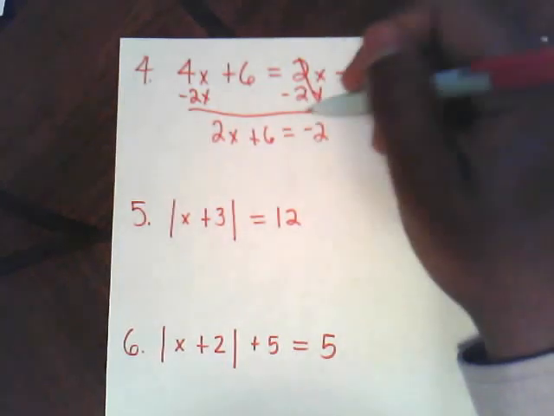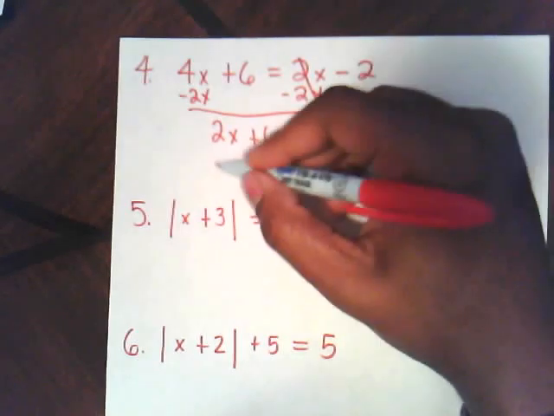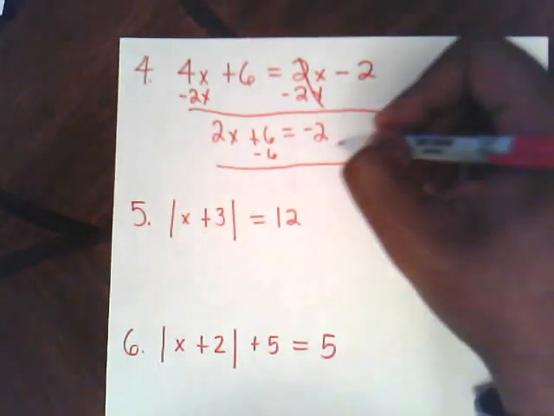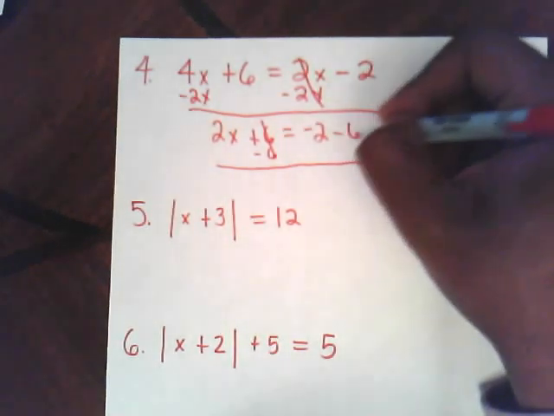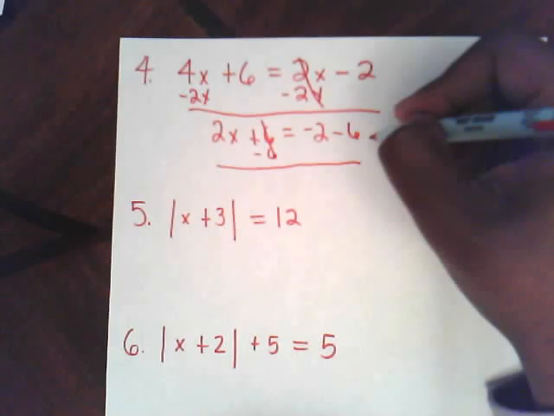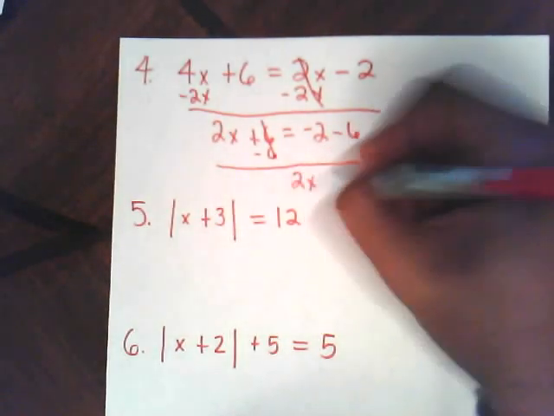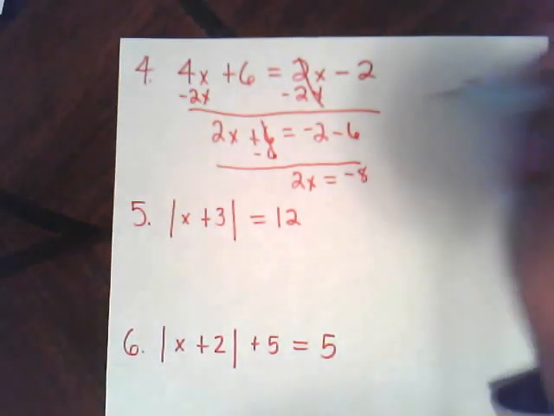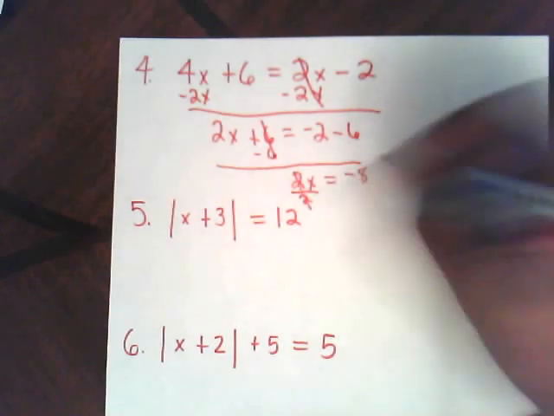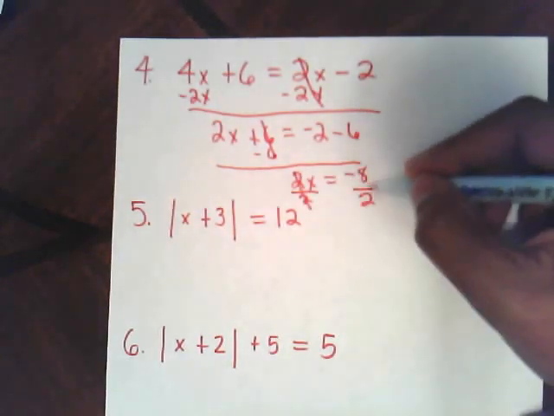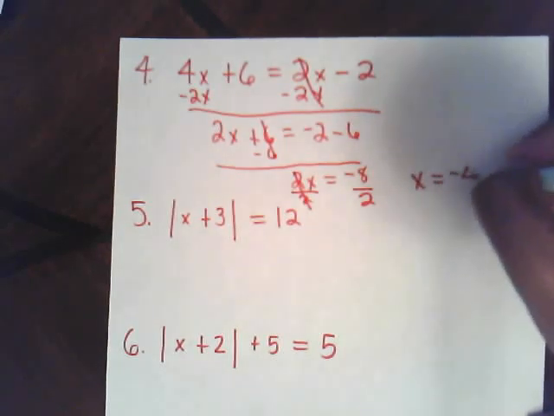You have to understand your integer rules, because here we're going to subtract 6 to do the inverse operation. This is a two-step equation at this point. Subtract 6 on both sides. Negative 2 minus 6 is negative 8. So now we have 2x equals negative 8. This is a one-step equation, so we're going to divide by 2 on both sides. Negative 8 divided by 2 is negative 4. So x equals negative 4.